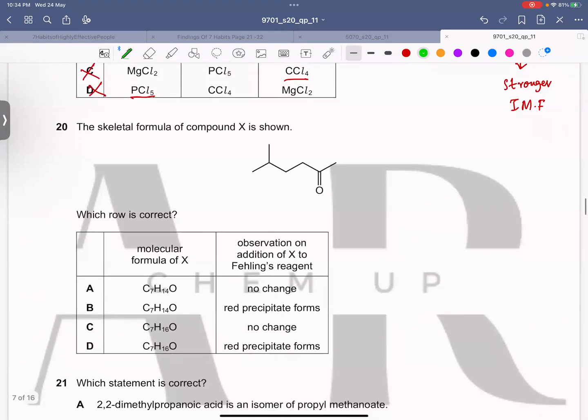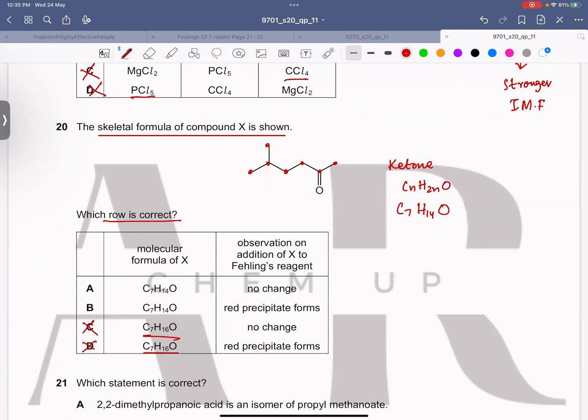Okay, now question number 20. From here onwards till question number 30, you will find all organic questions. The skeletal formula of compound X is shown. If you look into it, it's a ketone, right? Which row is correct? The molecular formula of X is C, 1, 2, 3, 4, 5, 6, 7. If you recall, the general formula of a ketone is CnH2nO, so C7H14O would be its molecular formula. So C and D are the wrong statements. Is this understandable? Yes.